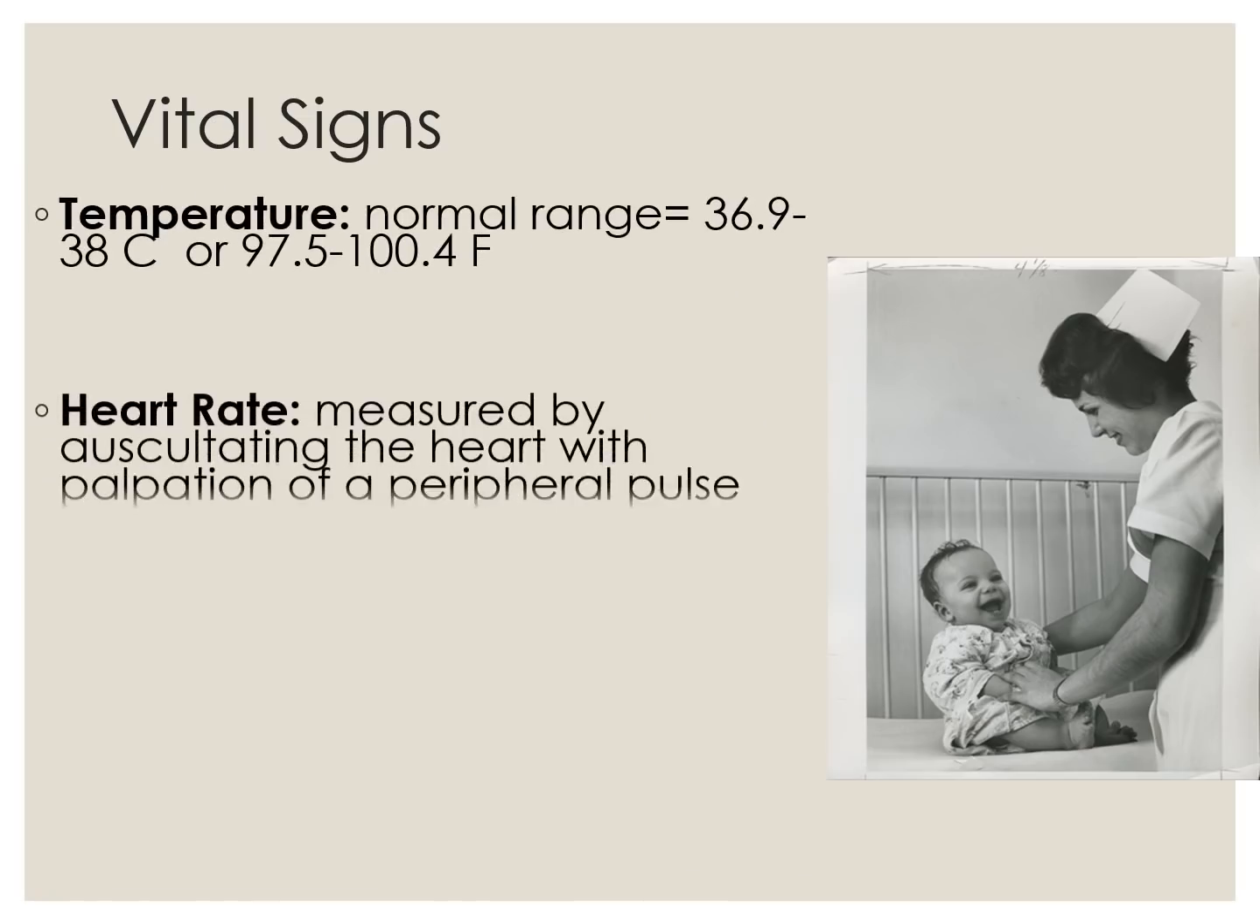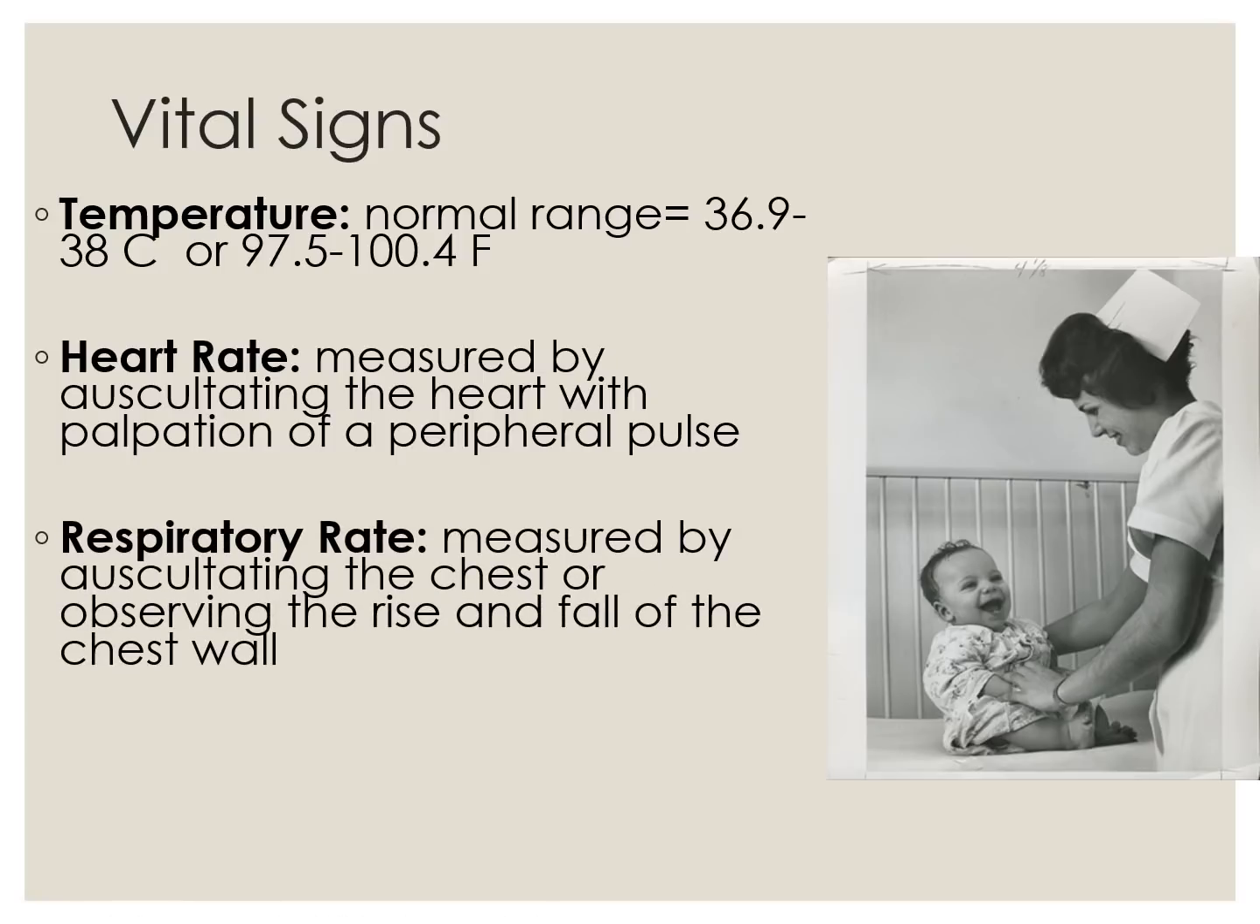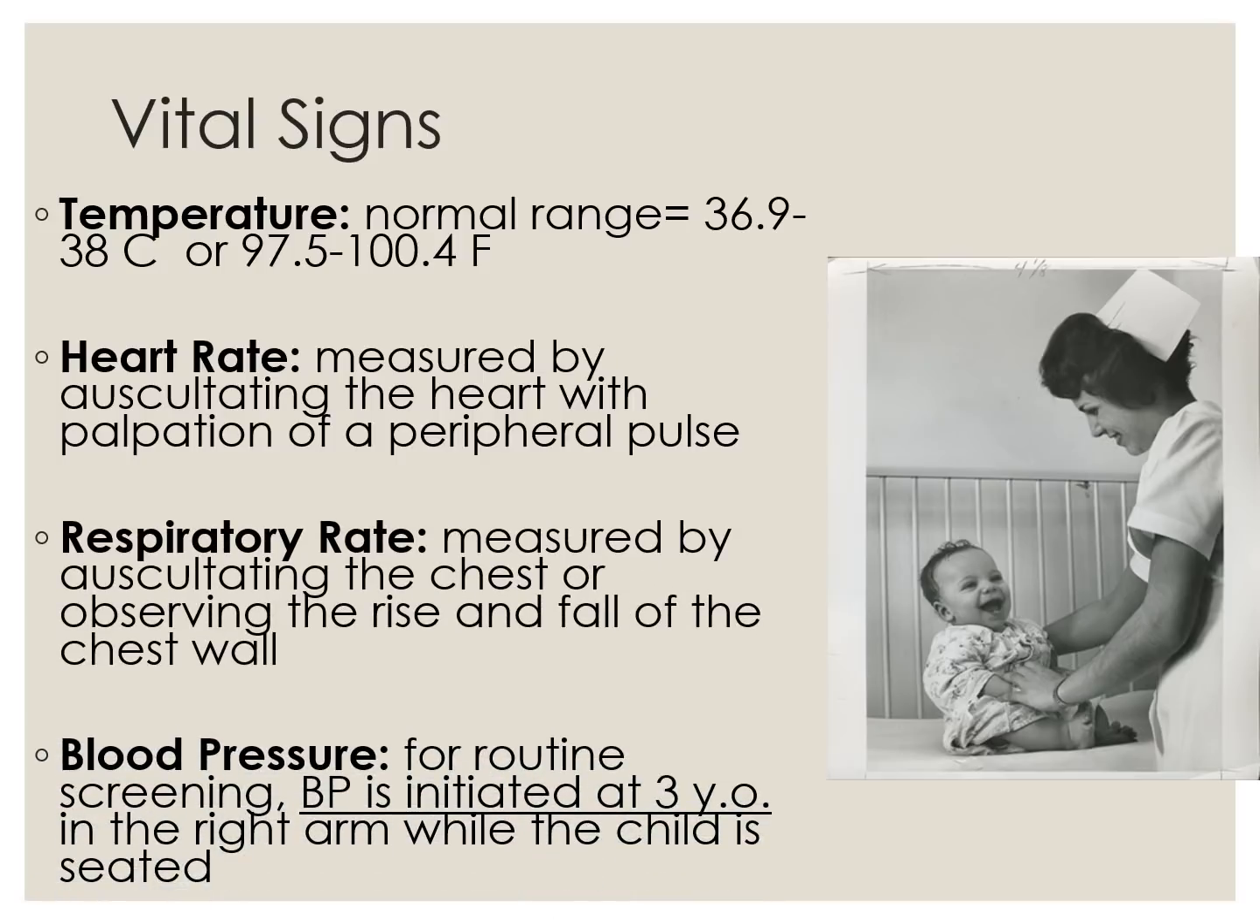Vital signs, so temperature, heart rate, respiratory rate, and then blood pressure. You can get a blood pressure in a teeny tiny premature infant. But we don't routinely start screening for elevated blood pressure until the kid is 3 years of age. Once they're age 3 years, then we start routinely doing their blood pressure checks at each well-child exam.